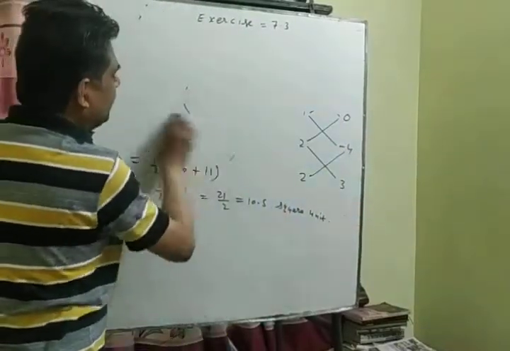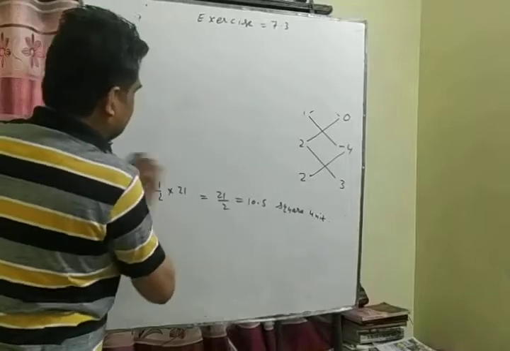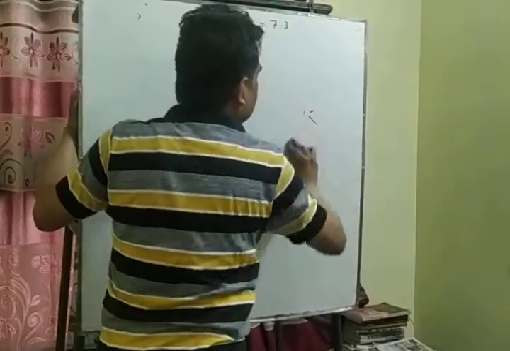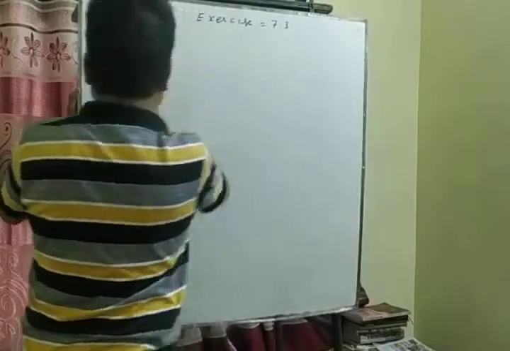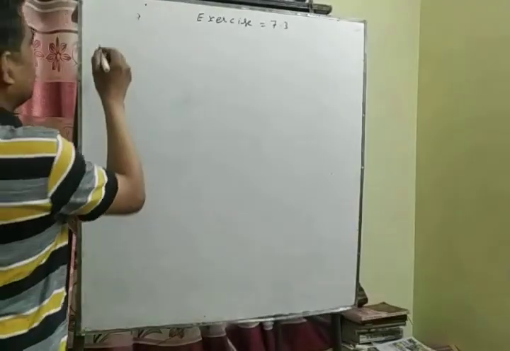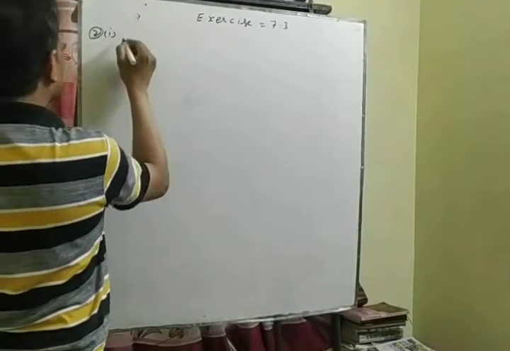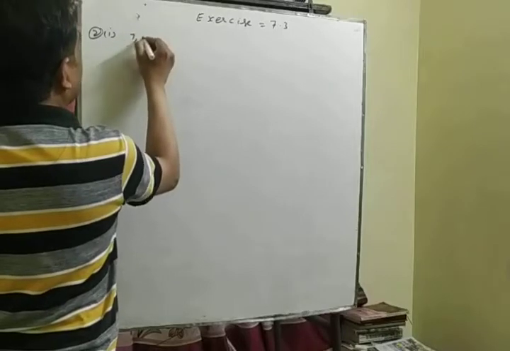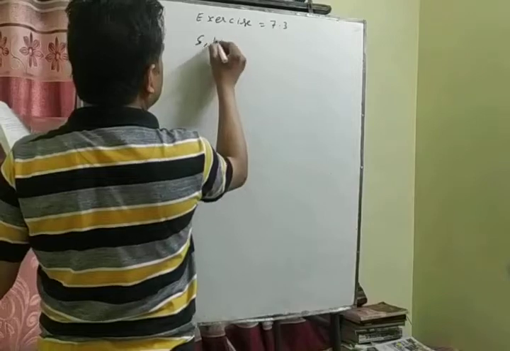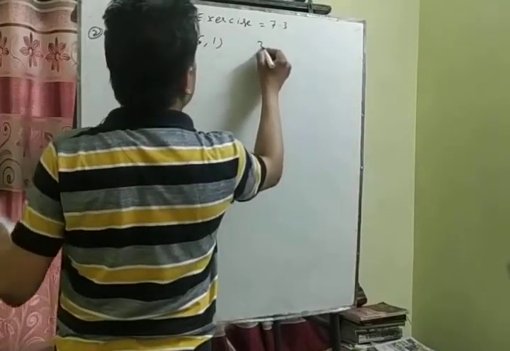If the points are collinear, find the value of k. Sum number second. First point (7, -2), second (5, 1), third (3, k).